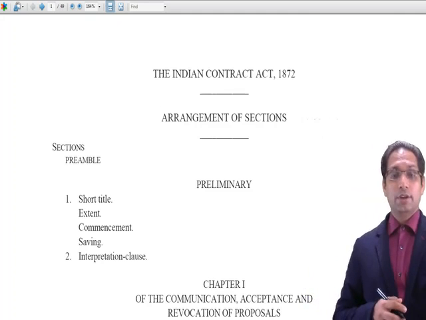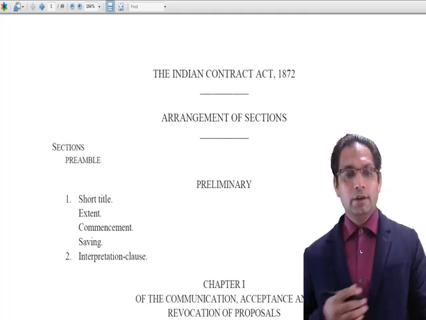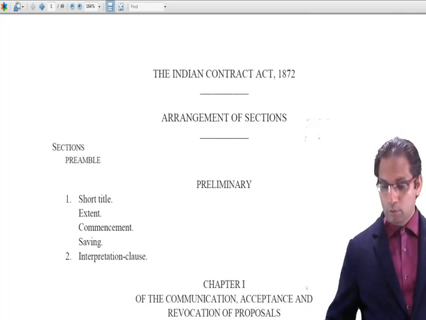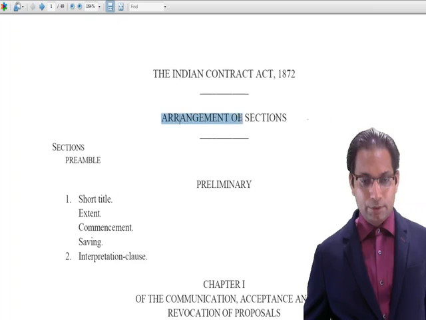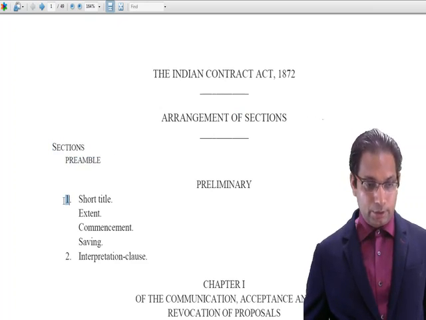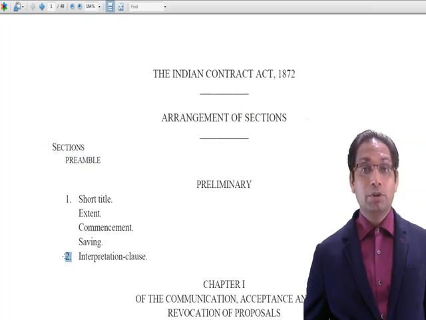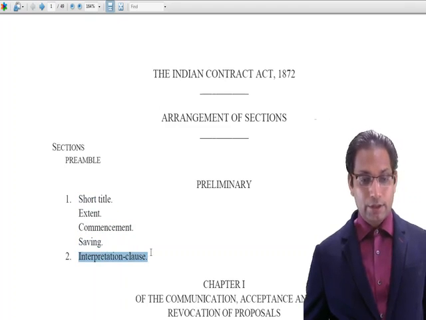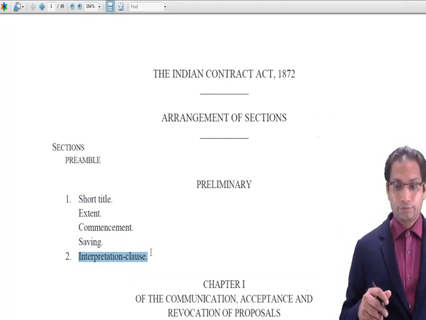Okay, class. So here is the Indian Contract Act 1872. Let's quickly have a look. What does it say? It says arrangement of sections, and then it says something called sections, and it says preamble. Here, look at this. These are numbers. These are called section numbers. And what are these called? These are the names of the sections.